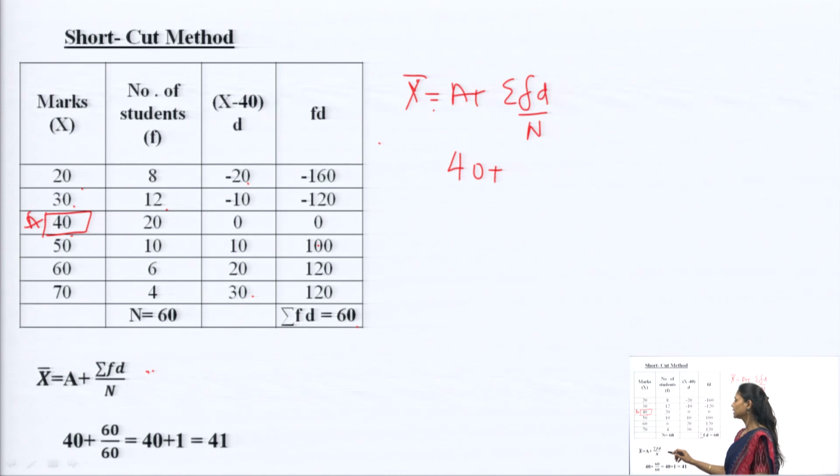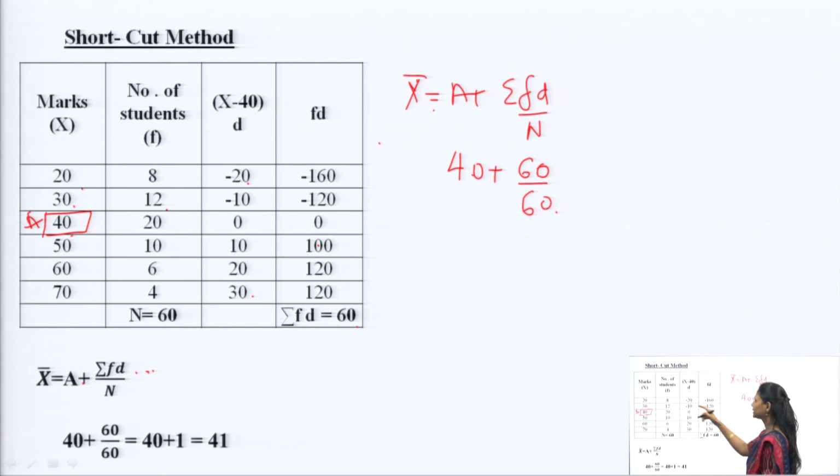So, what I do is, I have A, I have summation fd, I have n. So, what I do, 40 plus 60 whole divided by n, which was 60. Why? From where did this n come? You have got the n from the number of students, that is the frequency. The total number of frequency is equal to n, which is equal to 60.